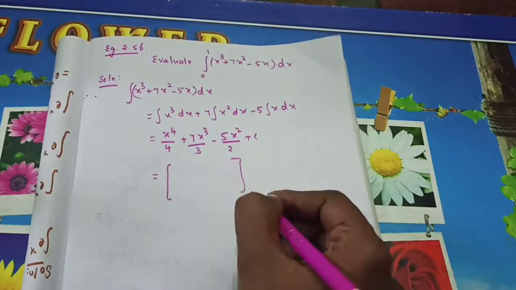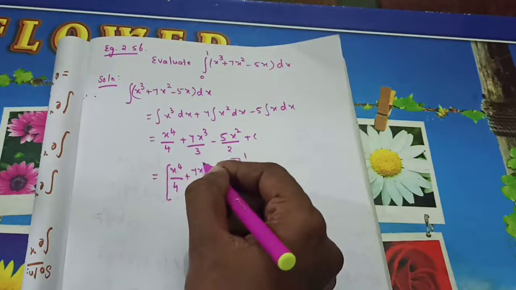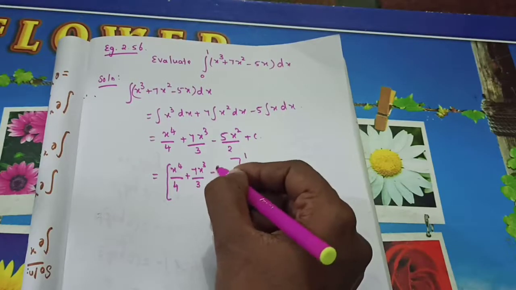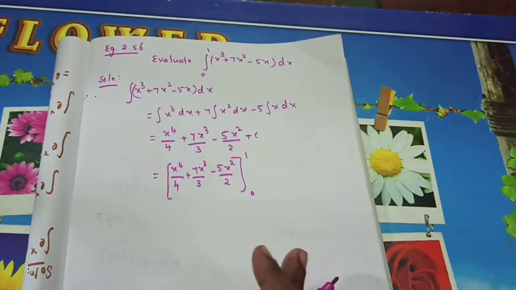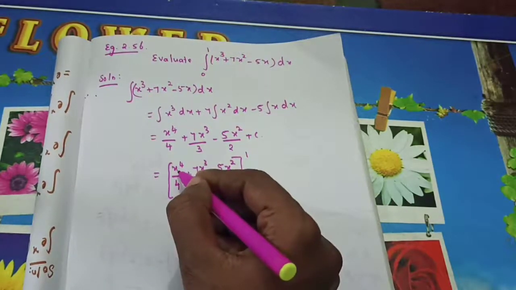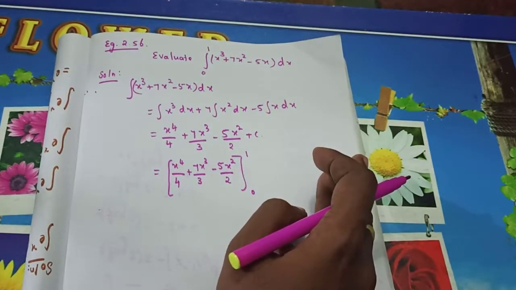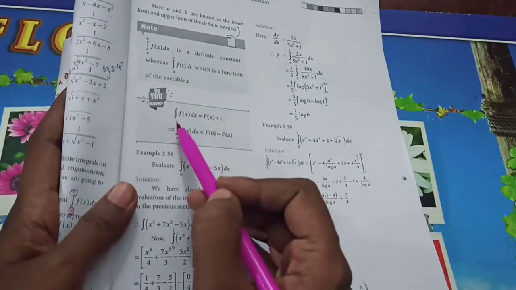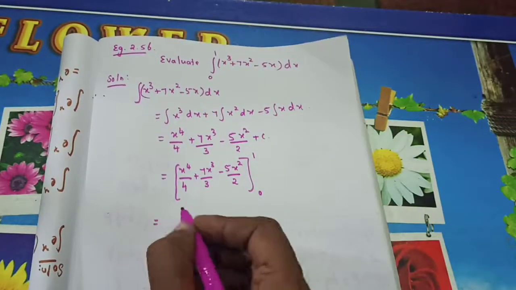What is the limit given? 0 to 1. So x power 4 by 4 plus 7 x cube by 3 minus 5 x square by 2. The only thing is upper limit minus lower limit. First you apply x is 1, minus, next you apply the second. Listen here, now you will get some idea. Integral of a to b f of x dx means f of b minus f of a.